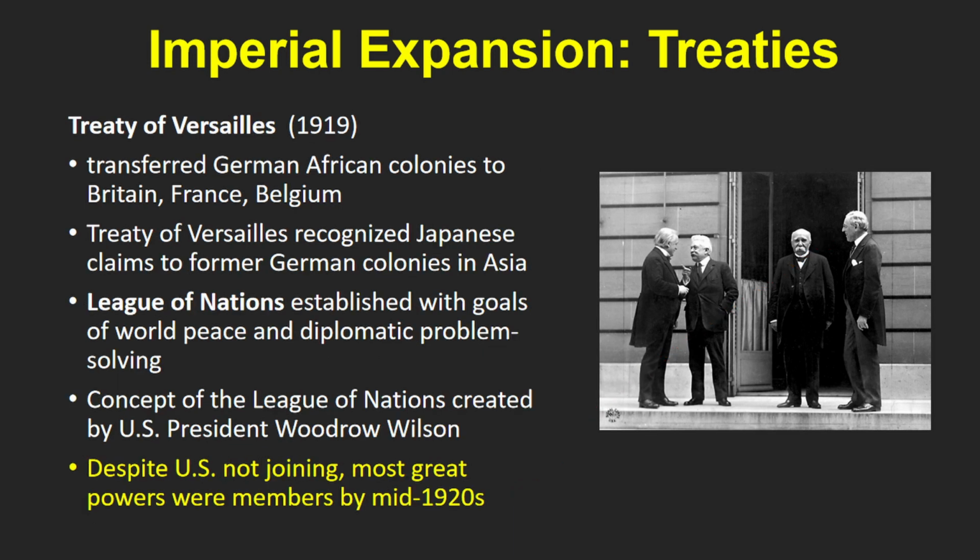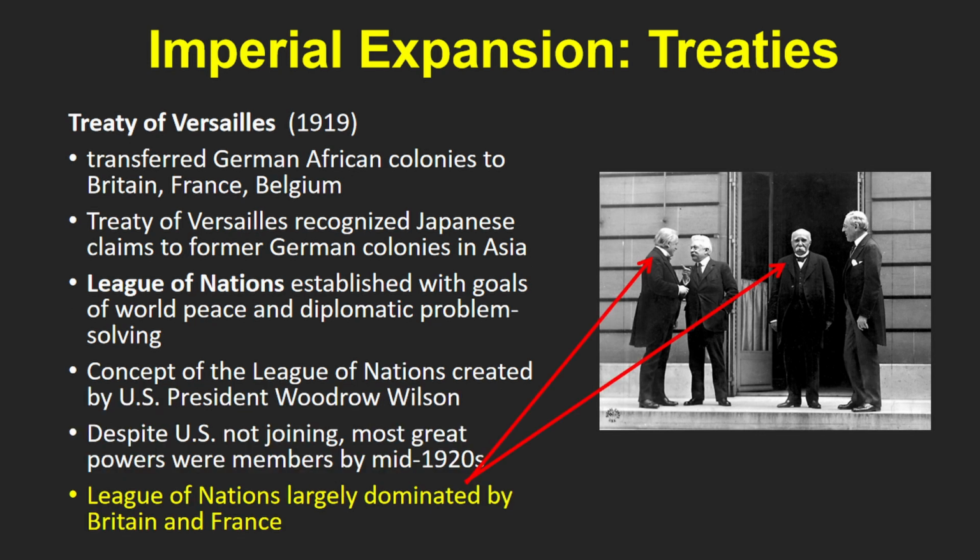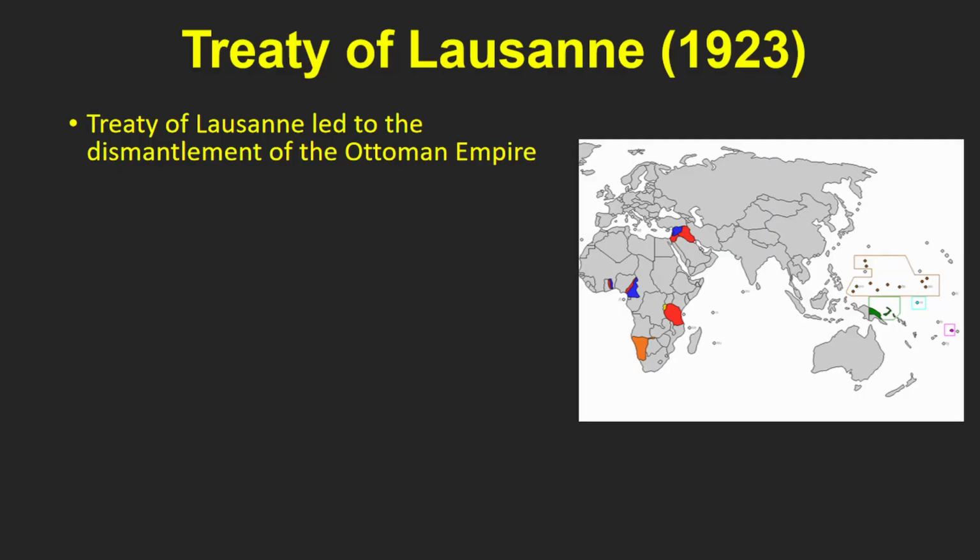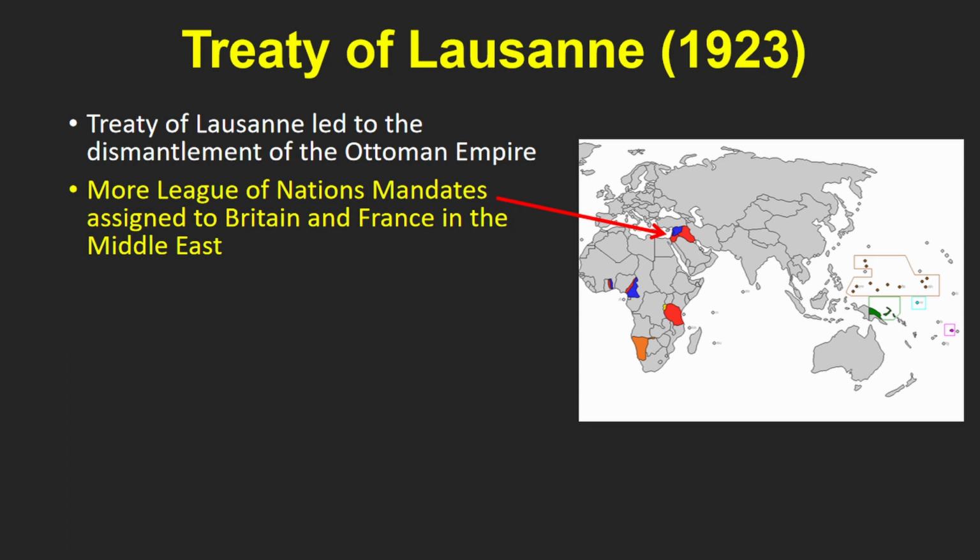The US never joined the League of Nations, but by the mid-1920s, most of the world's great powers had. However, it was largely dominated by Britain and France. And in case you forgot, the British and French were very enthusiastic about imperialism. There was also the Treaty of Lausanne, which dismantled most of the Ottoman Empire and provided more League of Nations mandates to Britain and France in the Middle East.